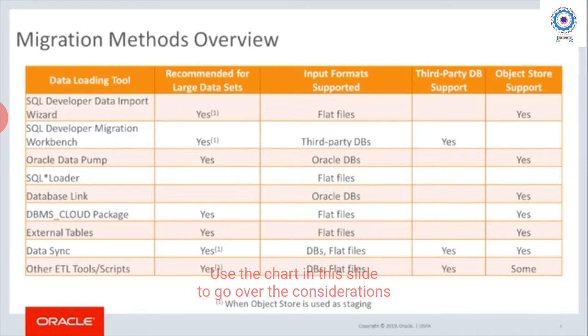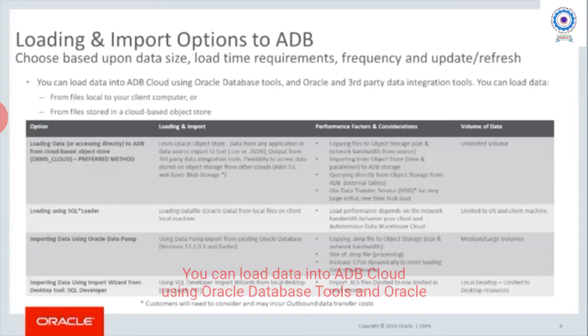Use the chart in this slide to go over the considerations to decide which method is the most appropriate for any specific Autonomous Database loading requirement. You can load data into ADB Cloud using Oracle database tools and Oracle and third-party data integration tools. You can load data from files local to your client computer or from files stored in cloud-based object store.